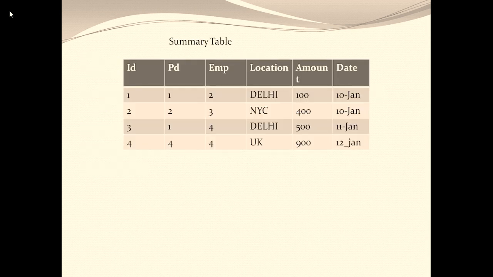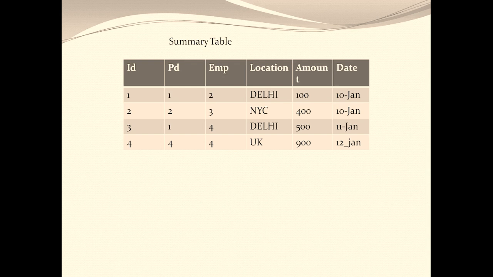Let's understand that with our real summary table. This table has billions of rows and it has a surrogate key column ID, then the details of the products that are being sold, the employee who sold the product, the location at which the product was sold, the amount of revenue that was generated from that particular sale, and the date on which that sale happened.